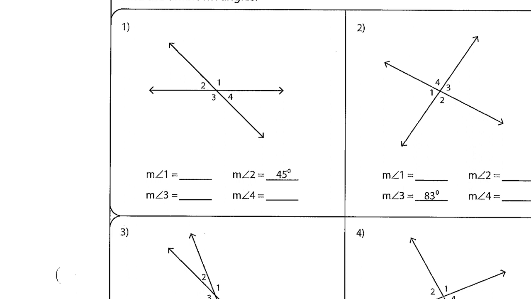Okay, now this page should go pretty fast for you if you know vertical and adjacent angles. So right here it's telling us that angle 2 right here is 45 degrees. Well, we know because of vertical angles that the opposite angle is going to have to be the exact same. So angle 2 and angle 4 are the same, which means angle 4 is also 45 degrees. Okay, and now we know that these 2 are going to be the same. So if we find 3, then we also know what number 1 is as well.